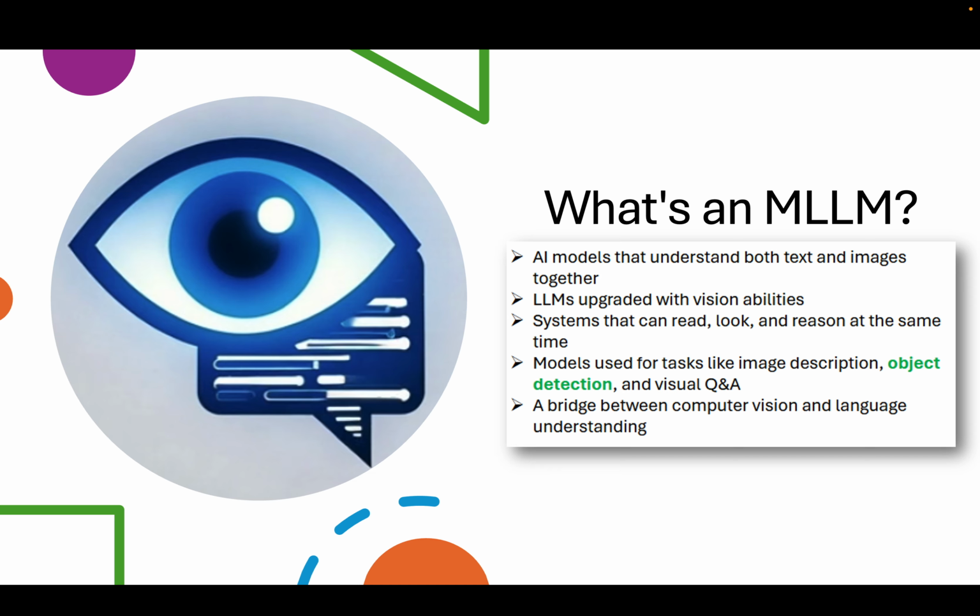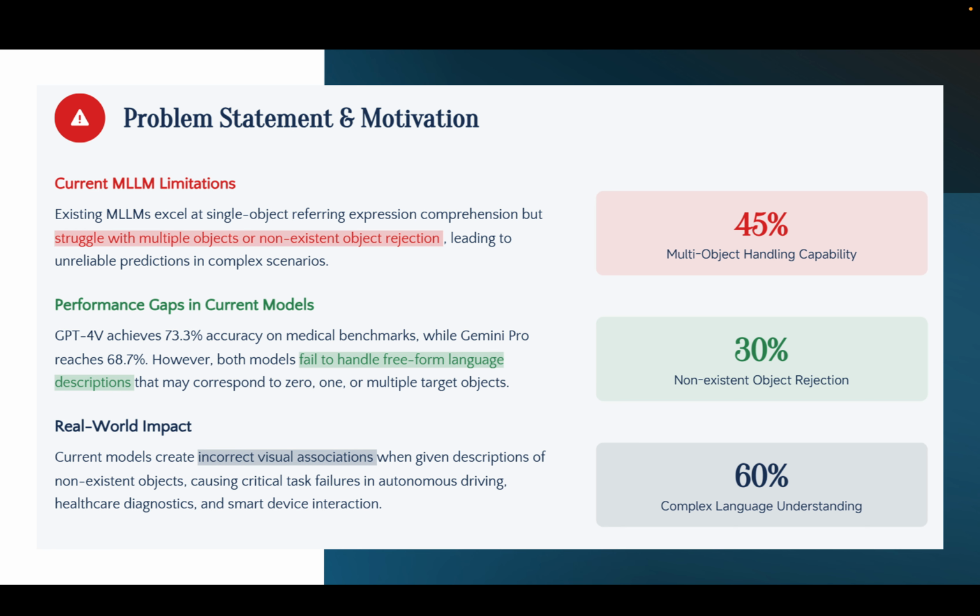Because of that, they can handle tasks like describing what's in a picture, answering questions about an image, and even doing object detection, which is exactly what we will be talking about in today's PPT. Overall, an MLLM acts as a bridge between computer vision and language understanding, letting us interact with images using natural, everyday human language.